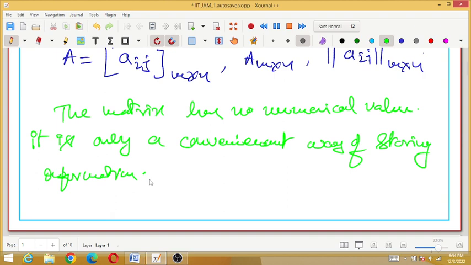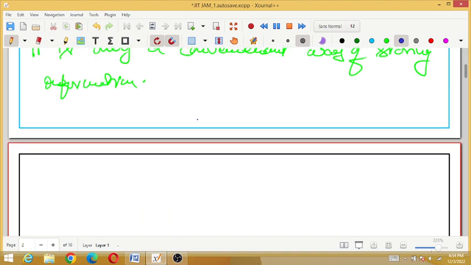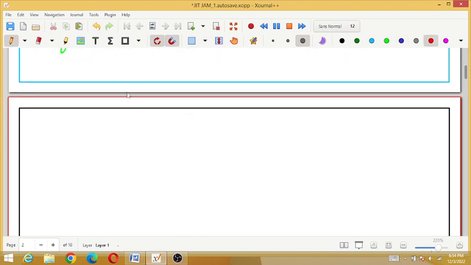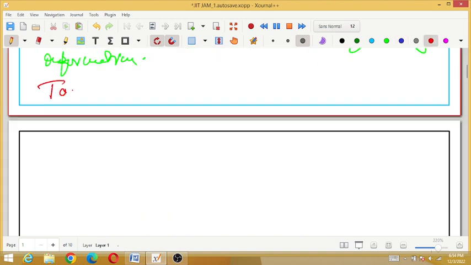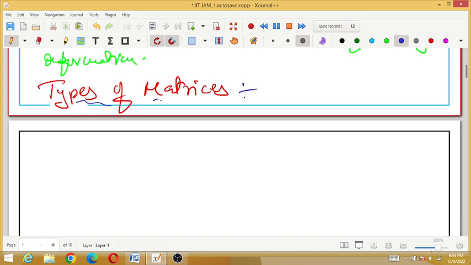You must watch completely. Next, this was a brief introduction of matrix. Now we will enter into the types of matrices. So see here, the main topic, and with examples we want to discuss.